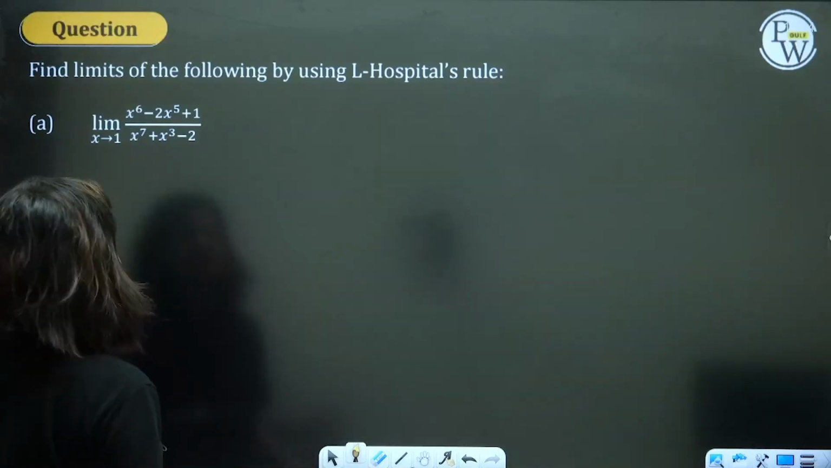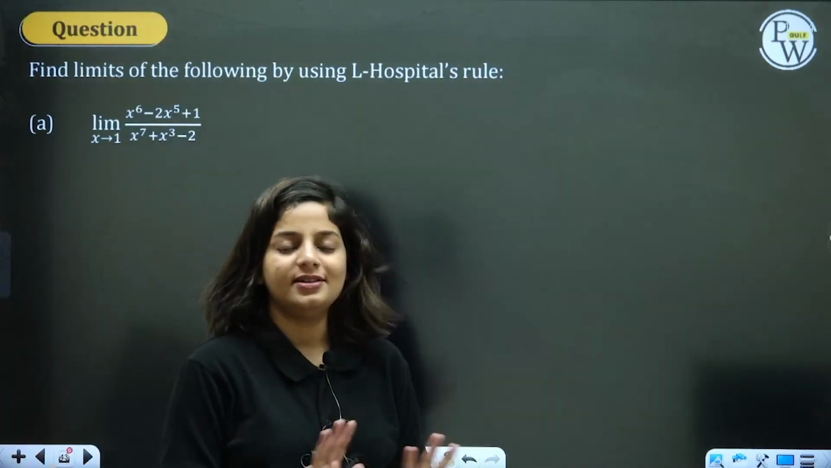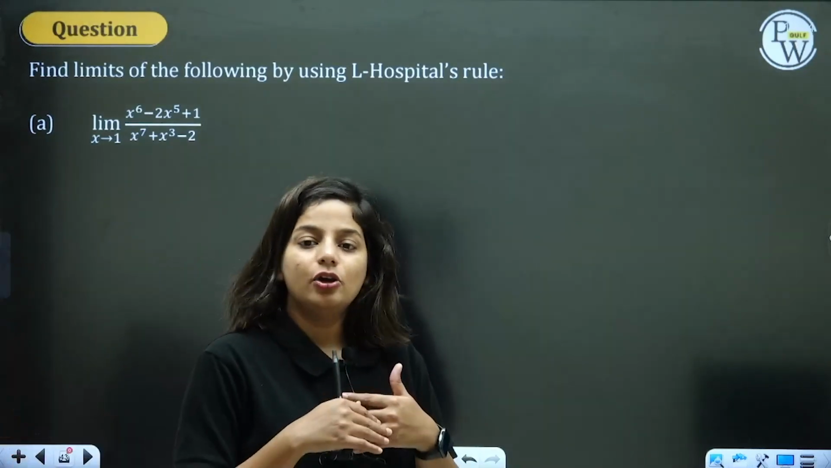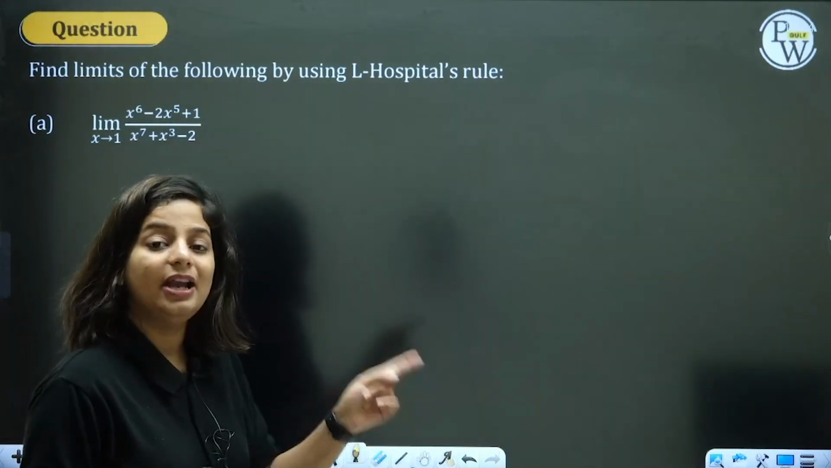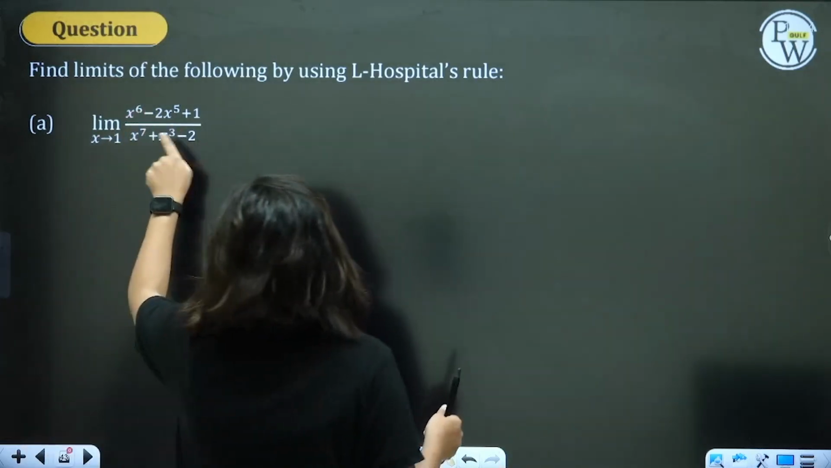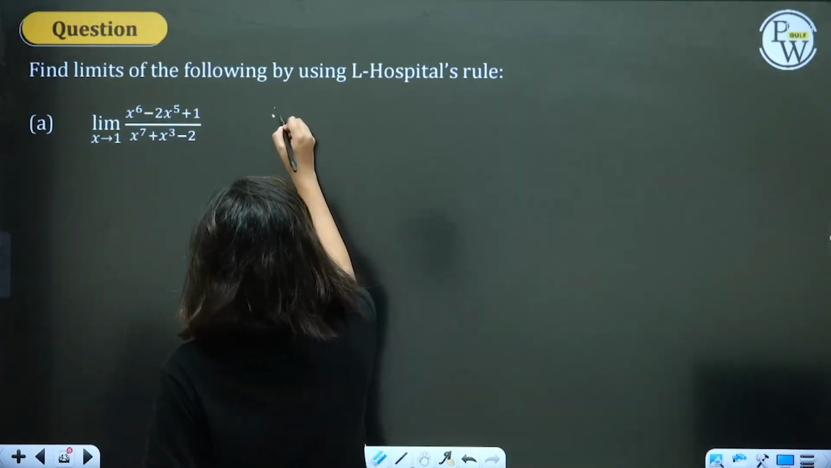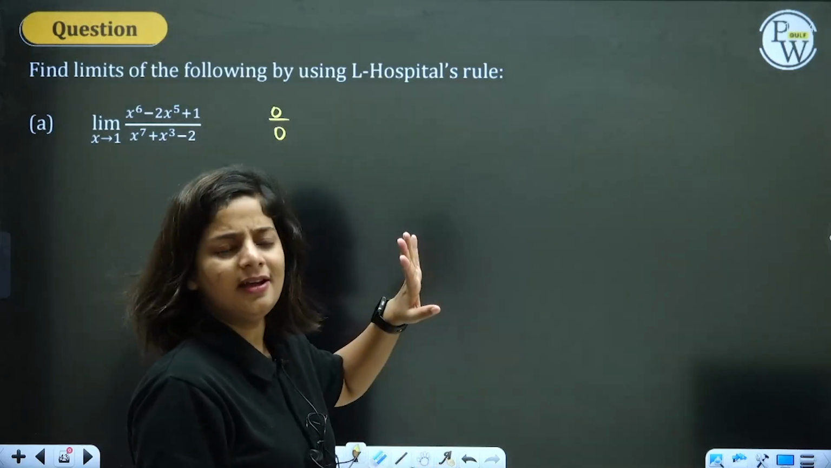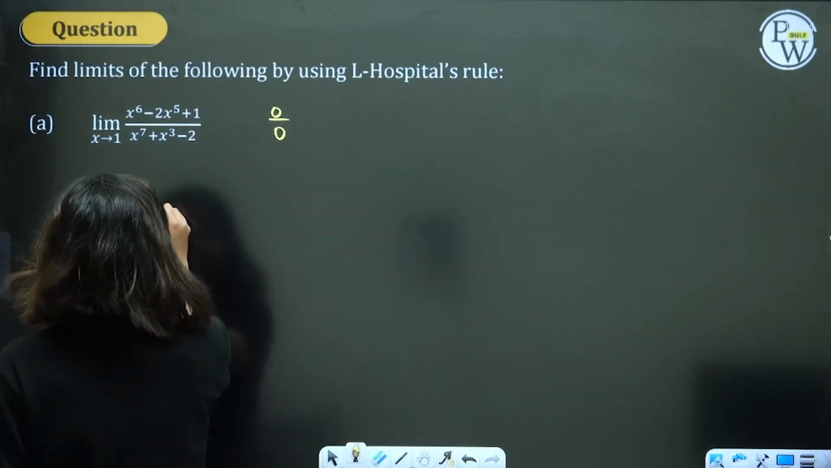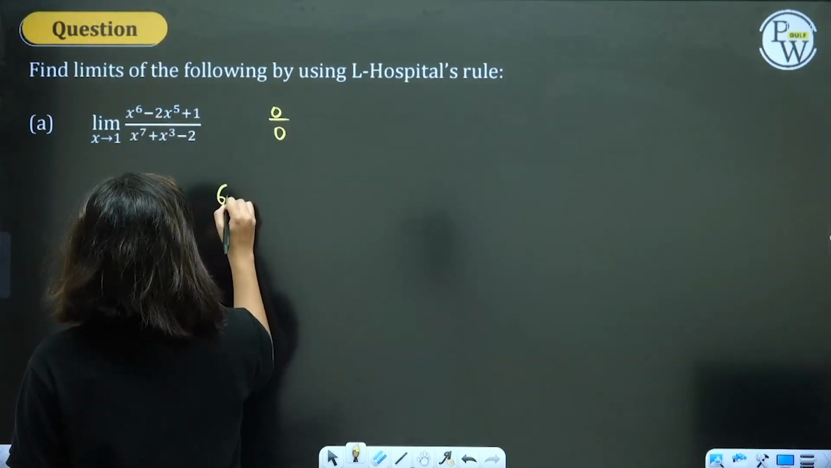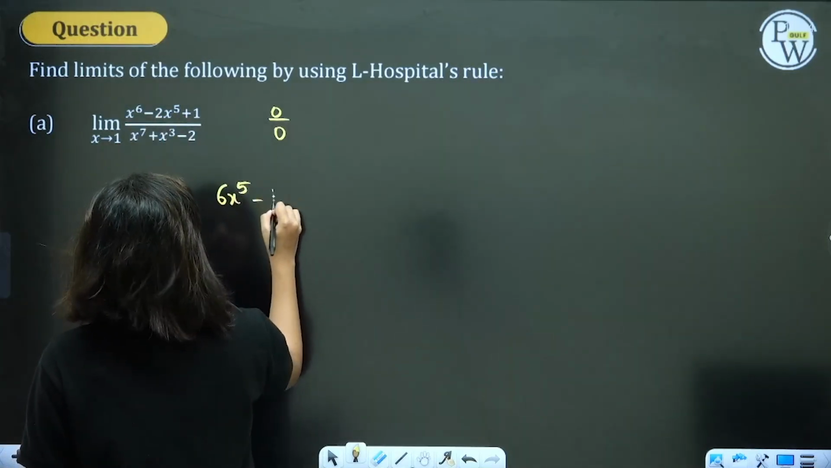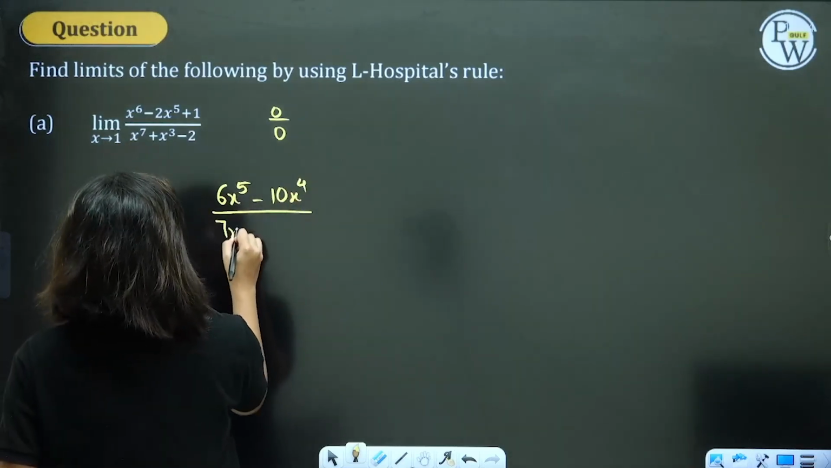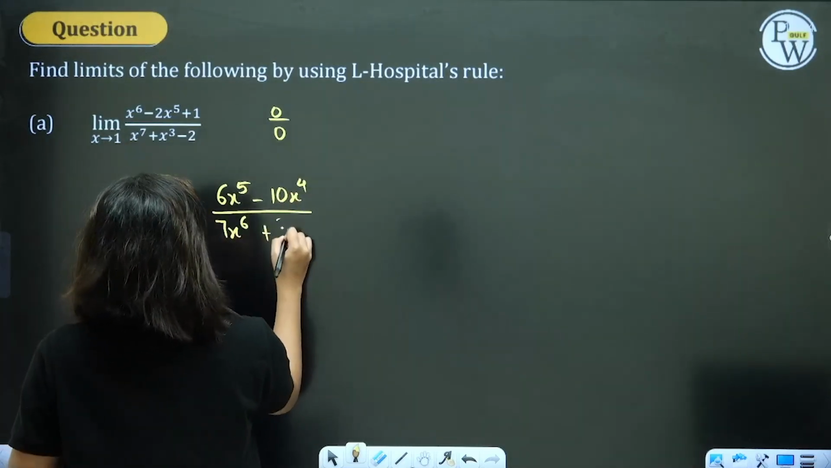Example, this question, let's solve it by L'Hopital, not by factorization, not by rationalization, not by standard limits, not by trigonometric limits, not by direct substitution, but by L'Hopital. Put one in numerator, one in denominator, we are getting 0 by 0. So L'Hopital uncle says, take the derivative of numerator. X raised to 6 derivative 6x raised to 5. Minus 2 5s are 10x raised to 4. Derivative of denominator 7x raised to 6 plus 3x.